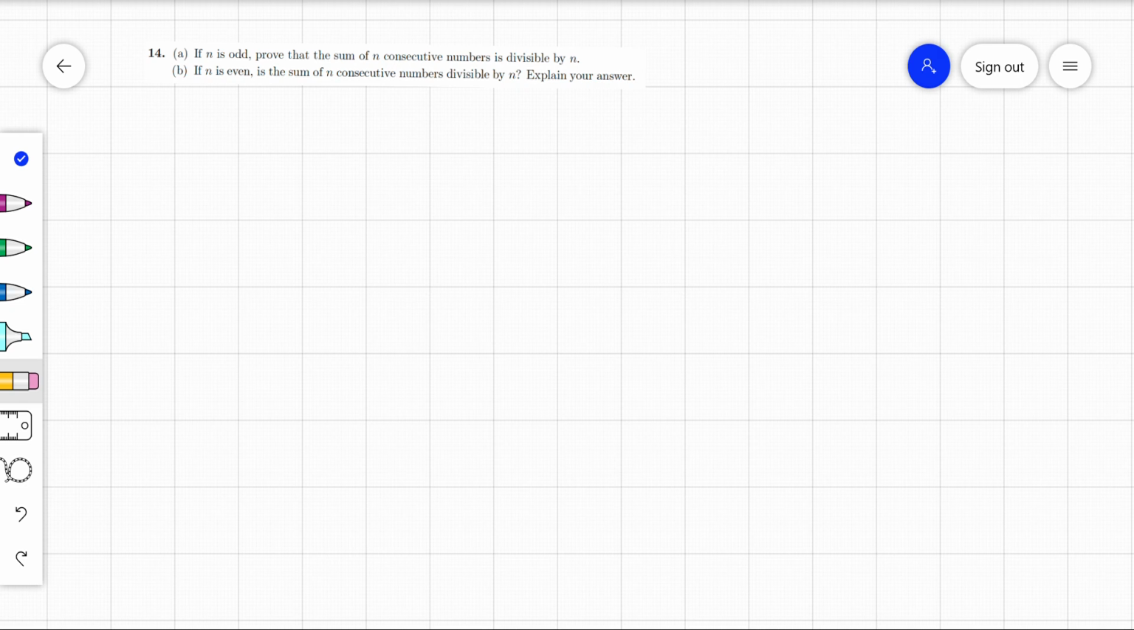So here we've got if n is odd. All right, so let's start with n is odd. So if n is odd, we can let n be 2k plus 1, for some integral k.